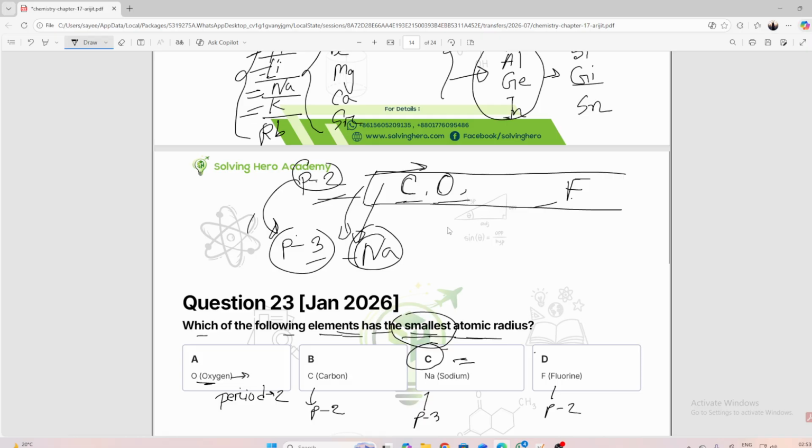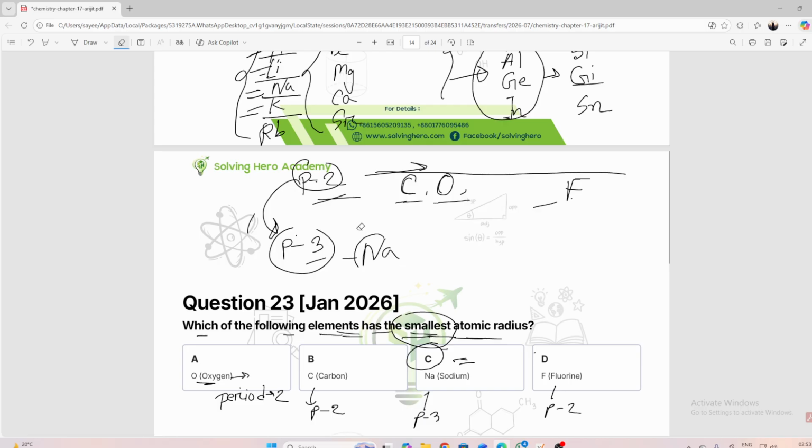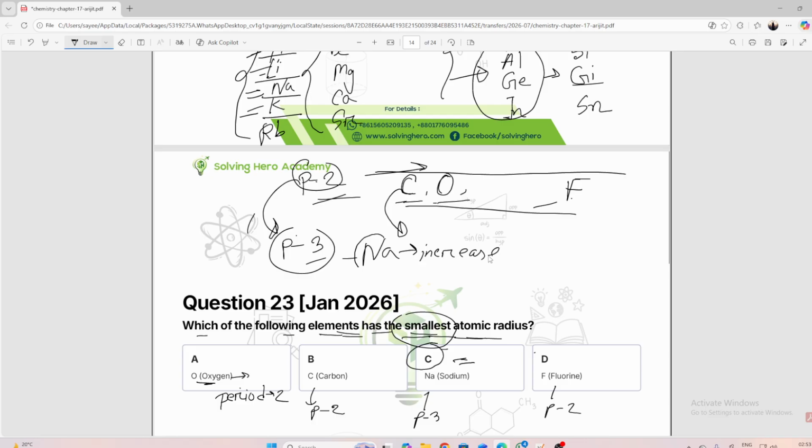Sodium lies in period 3, that means you have to go down. If you go up to down, the size increases, right? So sodium is the biggest one, but you have to find out the smallest one. So look at carbon, oxygen and fluorine.